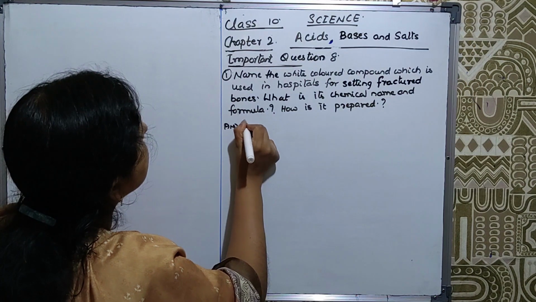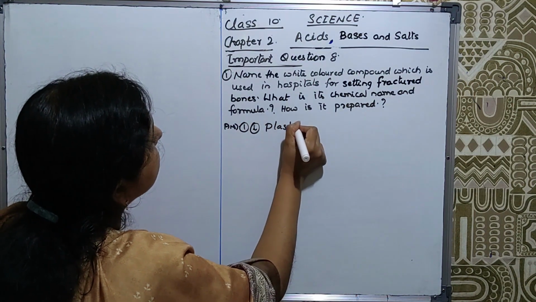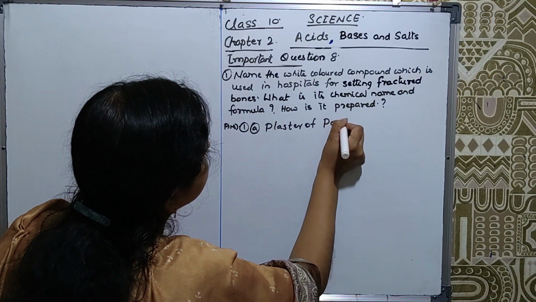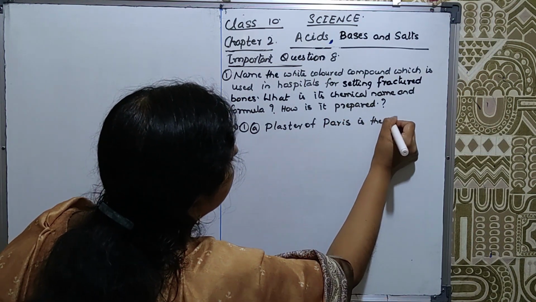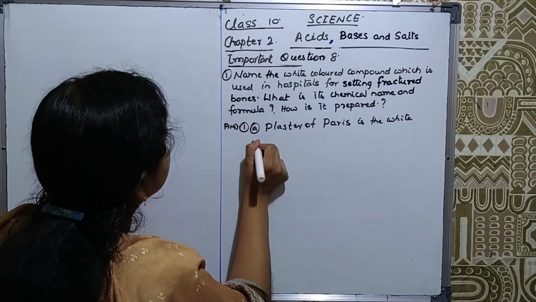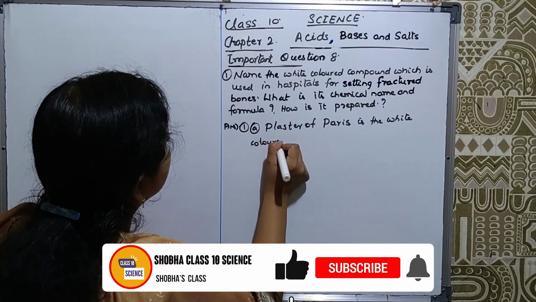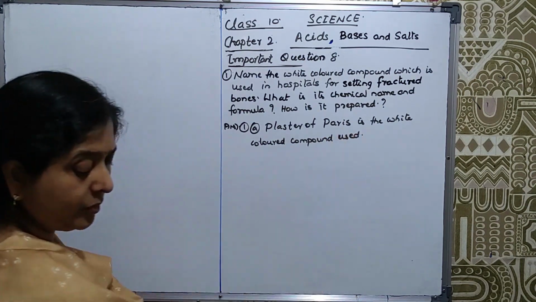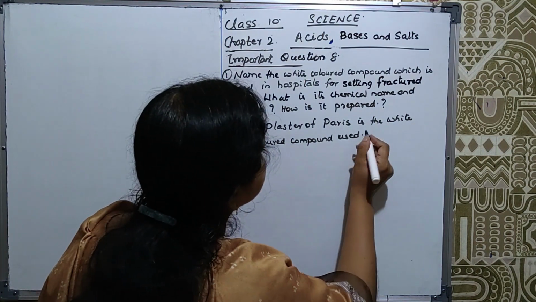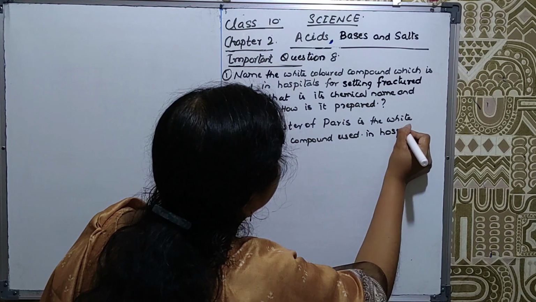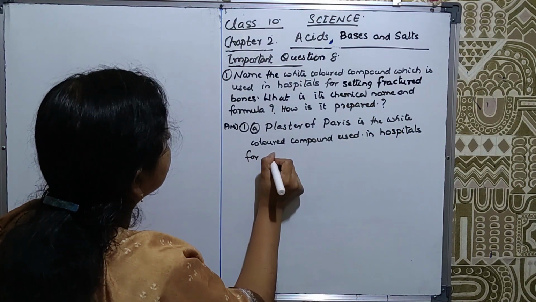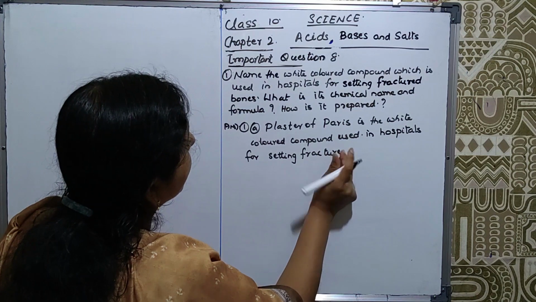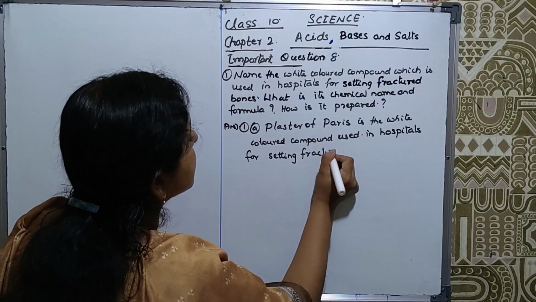So I'll write that one as: plaster of Paris is the white colored compound used in hospitals for setting fractured bones in the right position.